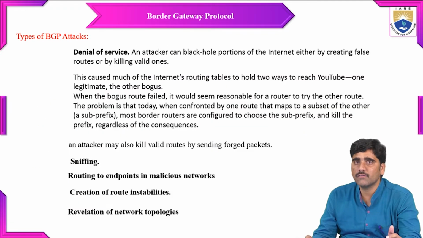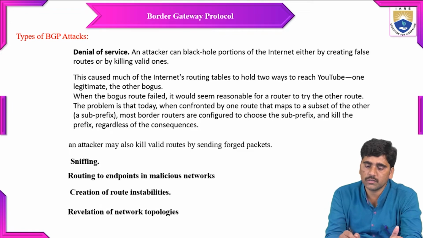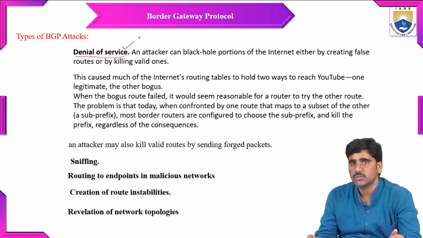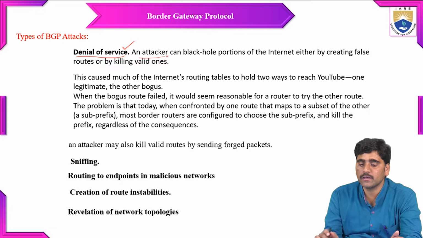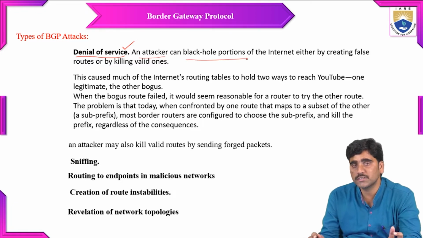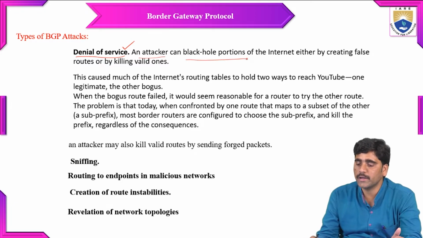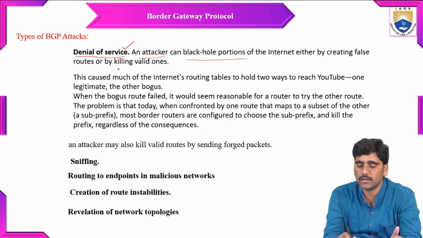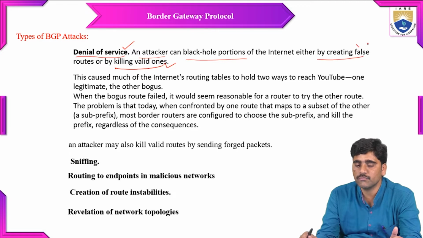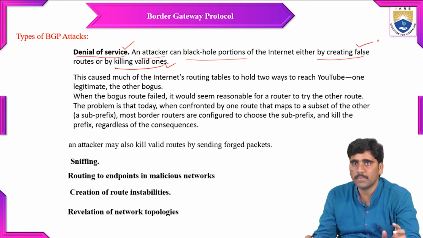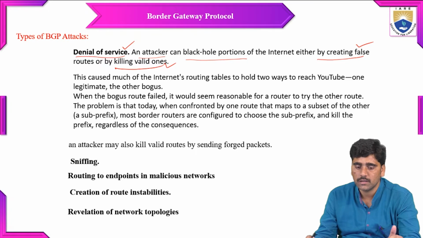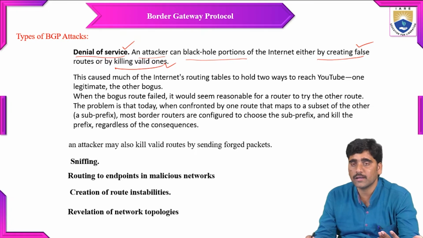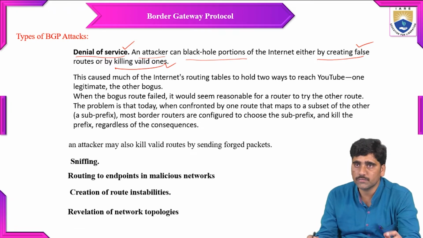And what are the types of BGP attacks? So first one is what? Denial of service. Denial of service is nothing but an attacker can black hole portions of the internet either by creating false routes or by killing valid ones. So that is black holing portions of the internet.